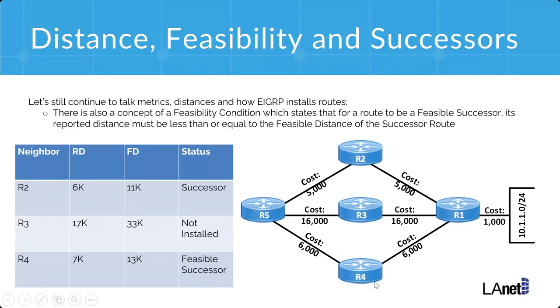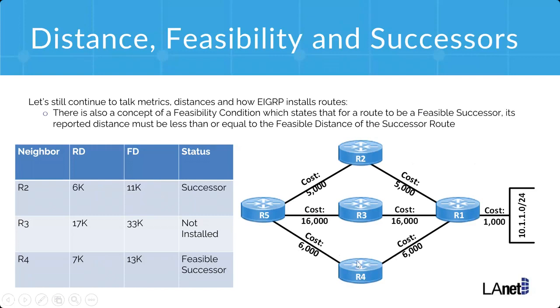On R4, the path via R4, right? The reported distance on R5 through R4 is 7K, right? 1K plus 6K. The feasible distance is 13K, 1K plus 6K plus 6K. Is the reported distance 7K less than the feasible distance of the successor route? Is 7K less than 11K? Yes, it is. Well, then I'm good, right? I can set that up as a feasible successor.